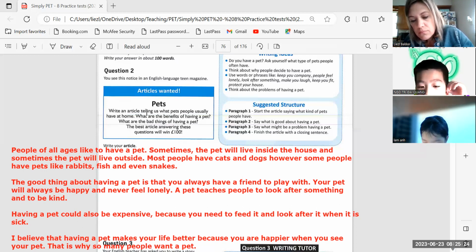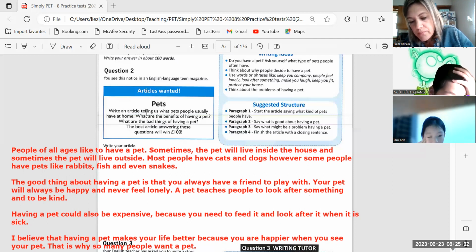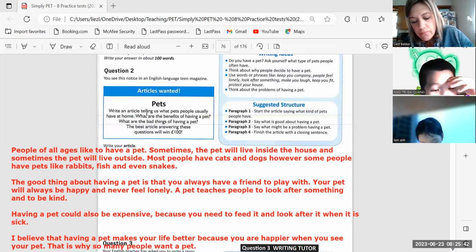A pet teaches people to look after something and to be kind. Having a pet could also be expensive because you need to feed it and look after it when it is sick. I believe that having a pet makes our life better because you are happier when you see your pet. That's why so many people want a pet.